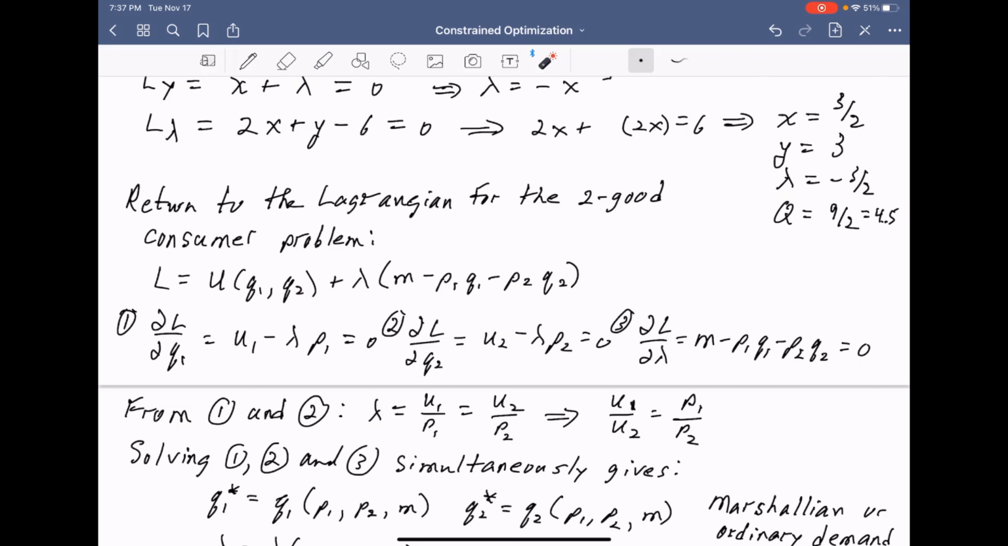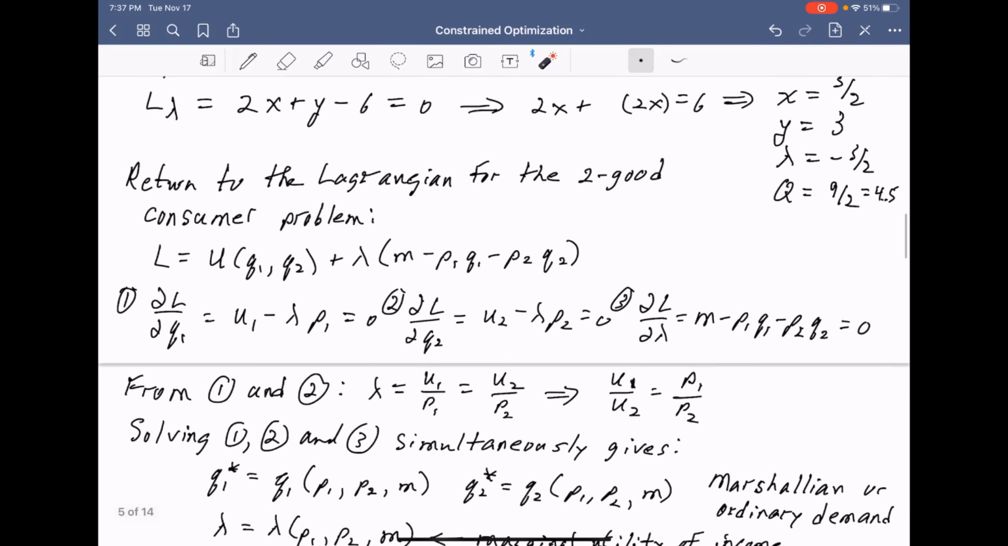Take the first partial derivative with respect to q1, we get the marginal utility of 1 minus lambda price of 1. Same thing for the second one, marginal utility of 2 minus lambda p2, and we get the budget constraint back.